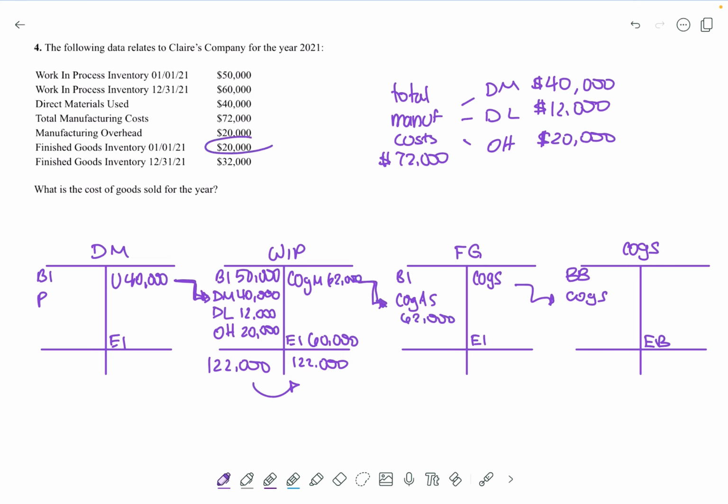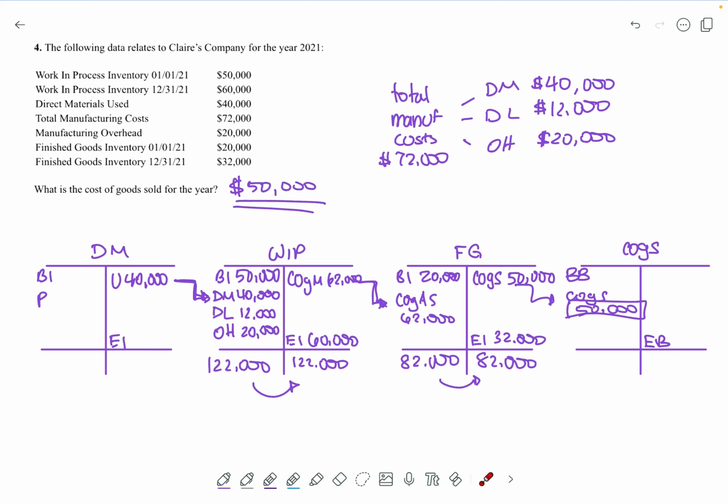We have that beginning inventory for finished goods is $20,000. We have that ending inventory for finished goods is $32,000. So we add up the debits, so that's going to be $82,000. Debits and credits have to balance, so this has to also be $82,000 minus $32,000. That means that cost of goods sold is $50,000. That goes here, and that is our final answer. So the cost of the goods sold for that year is $50,000, and that is the flow of the inventory costs.